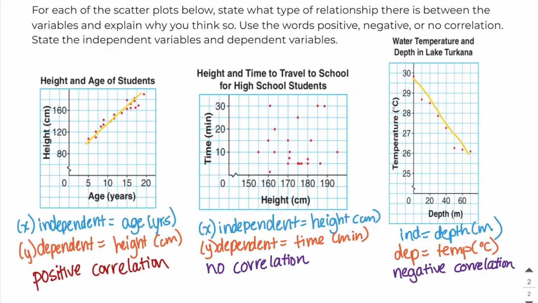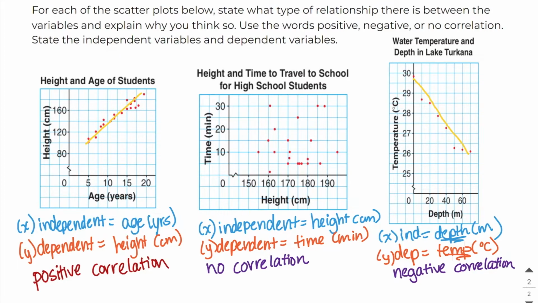And that should make sense because the deeper you go, the colder the water is going to get, okay? And that's another reason why we know that our independent variable is our depth and our dependent variable is the temperature, because the temperature depends on how deep down you are in that lake.